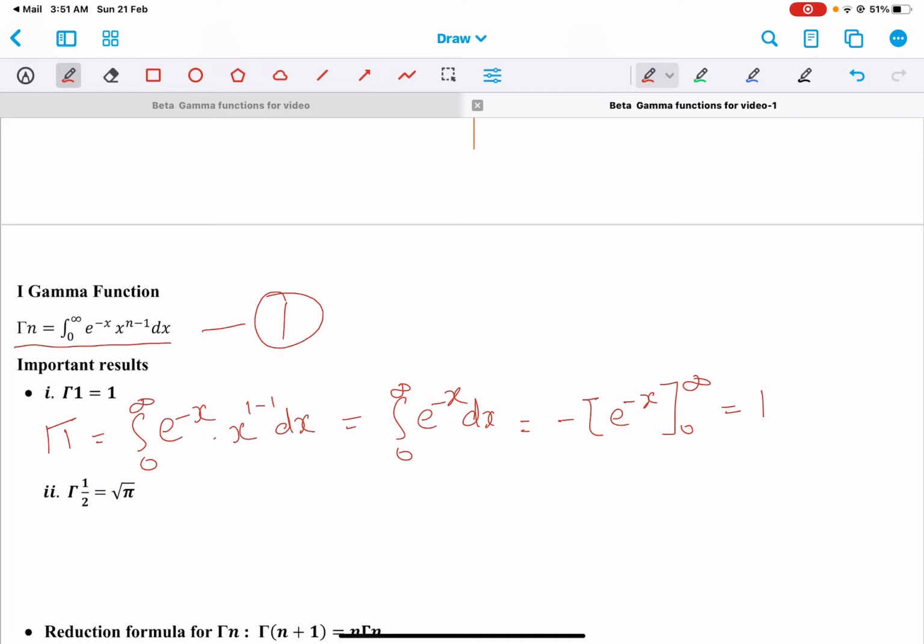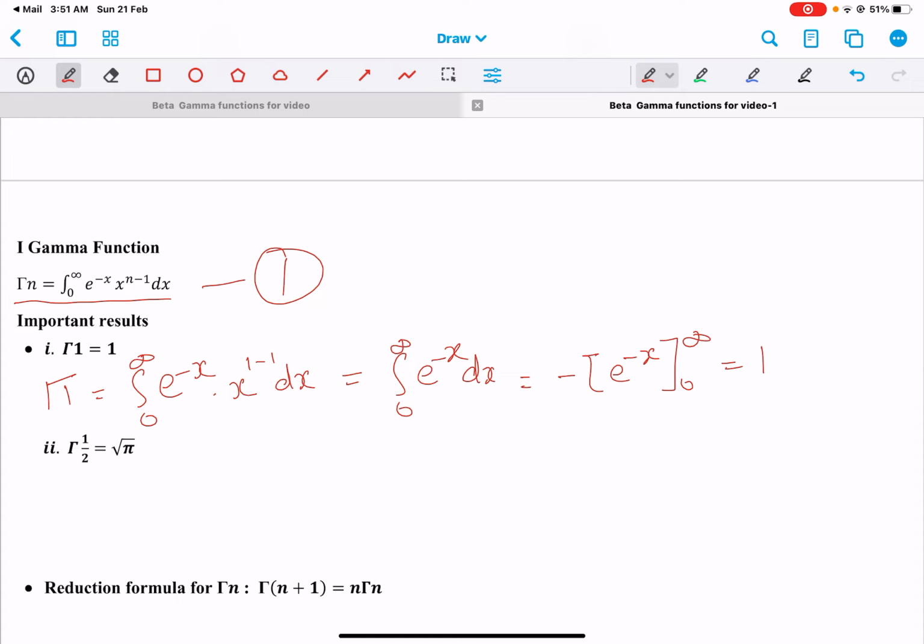Again, gamma half is given by root pi. To prove this result, gamma half will be given by the integral 0 to infinity e to the power minus x, x to the power minus half dx, if I put n equal to 1 by 2 in equation 1. If I put x equal to t square, this will imply that dx equals 2t dt.